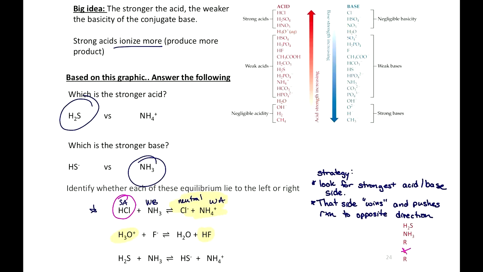So let's locate where those acids are on this table, and we see HF is right here. And we see H3O plus is right here. And so we see that the stronger acid is H3O plus, so this reaction should go in the forward direction, so the right direction, right? Because H3O plus is the stronger acid here.